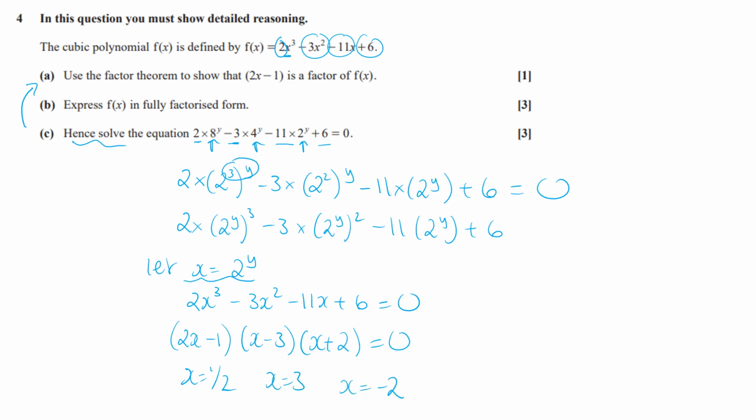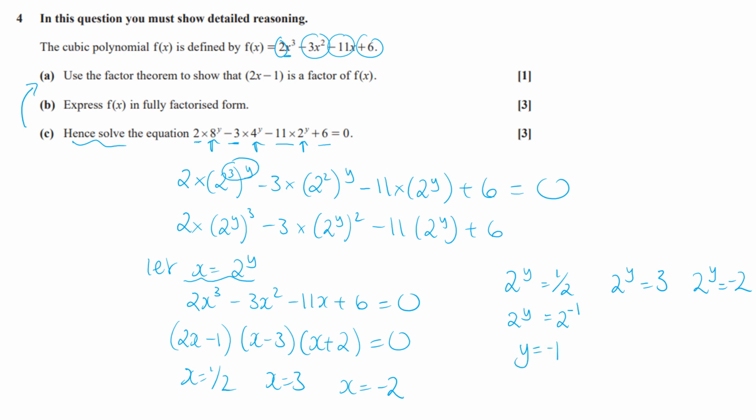But what was x? X was 2 to the y, so 2 to the y can equal a half, 2 to the y can equal 3, or 2 to the y can equal minus 2. So 2 to the y is 1/2. Well, 1/2 is 2 to the minus 1. So 2 to the y equals 2 to the minus 1. Y is equal to minus 1.